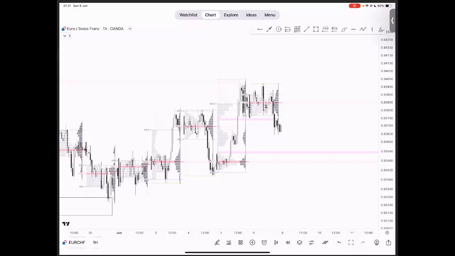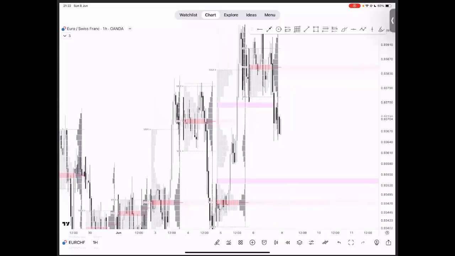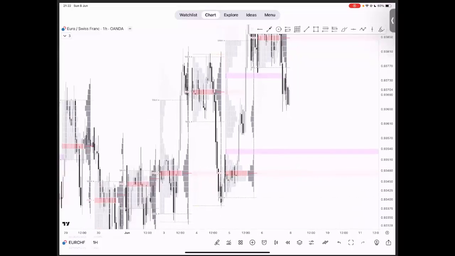And then I mentioned that that is what we call the single prints, right? Literally these things you see as purple lines, they're just used to indicate areas with a smooth run, when price is moving in a direction without interruption.